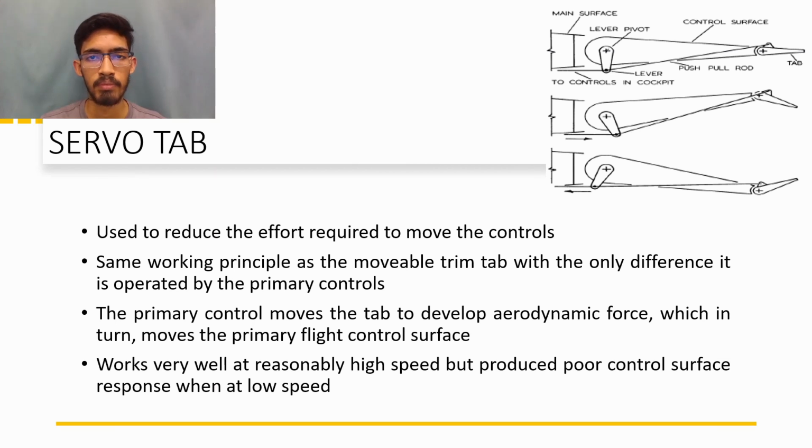Servo tab. It is used to reduce the effort required to move the control. Same working principle as the movable trim tab, with the only difference that it is operated by the primary controls. The primary control moves the tab to develop aerodynamic force, which in turn moves the primary flight control surface. It works very well at reasonably high speed, but produces poor control surface response at low speed.